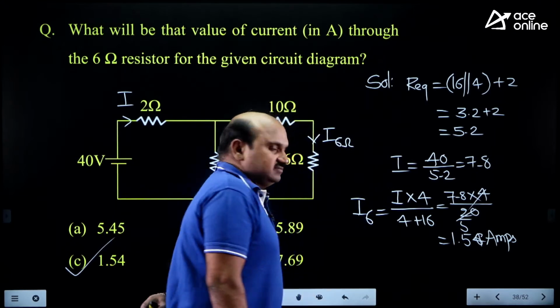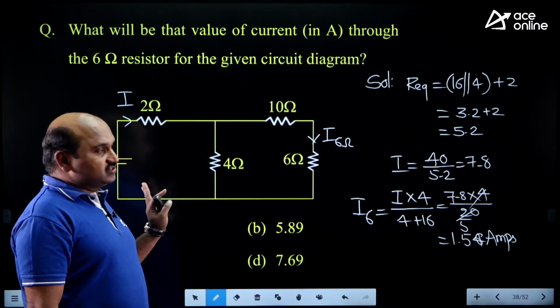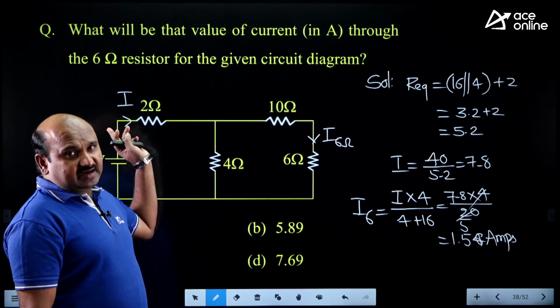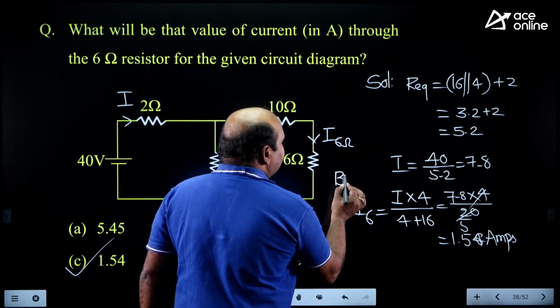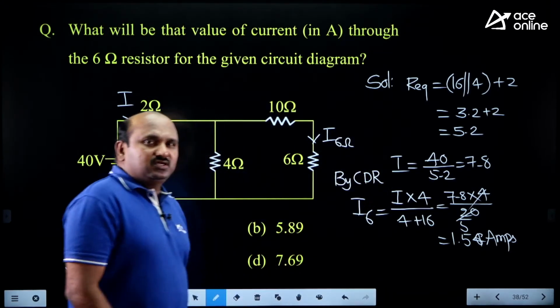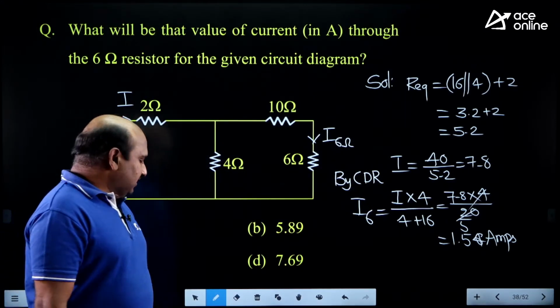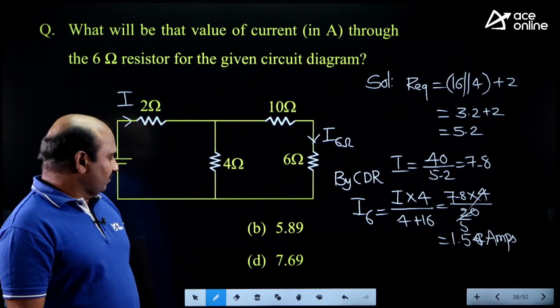Very simple here. Are you getting this? First estimate the total resistance, get the total current, then use the CDR. Here what we have used is CDR, the current division rule. From this current division rule I can get it here. Yes or no? Is it right?